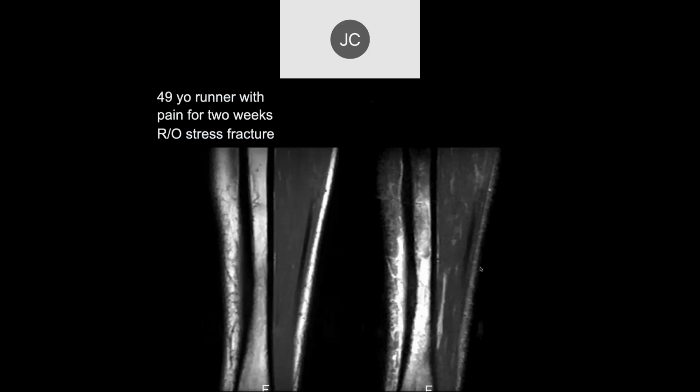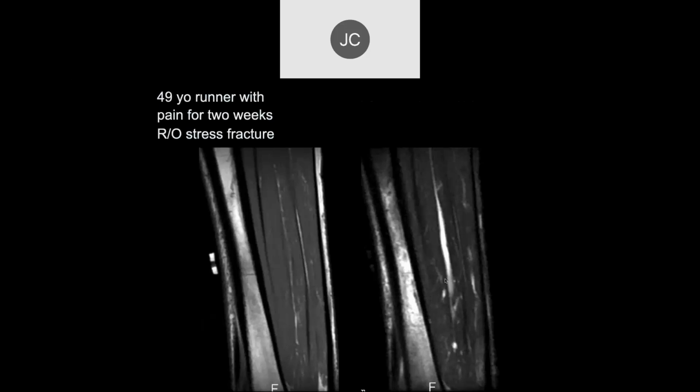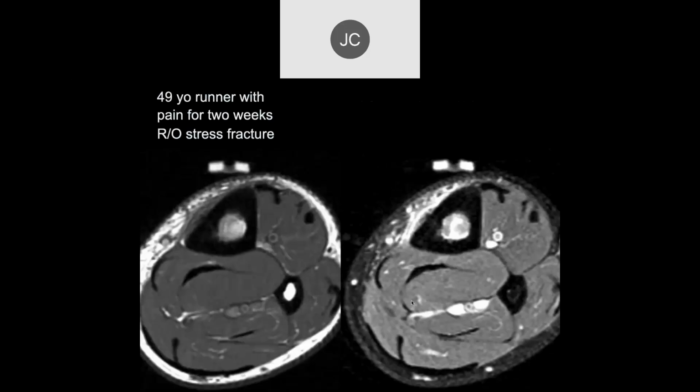Okay, 49-year-old runner, pain for 2 weeks, rule out stress fracture. This is an old study. We see some maybe cortical thickening on the left side of the image. Yeah, edema in the bone. Same thing, some linear edema in the bone. So low signal on the T1, increased signal intensity on the T2. So we have some edema within the bone.